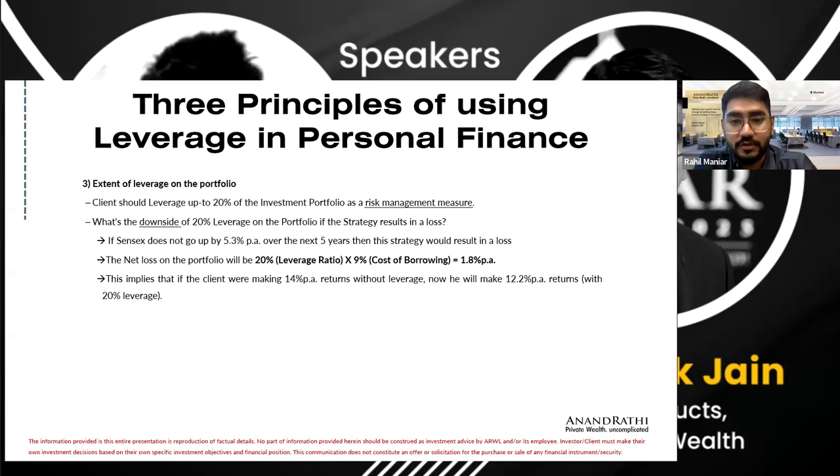If this 20% doesn't work for me, my cost was 9%. 20 into 9 is 1.8. So the maximum loss that you can expect in this strategy is to the tune of the cost that you're paying, of 1.8. So the perception that you leverage 20, but you may lose 40, 50 is something that we're trying to contain over here, right? Hence the extent of leverage should be not more than 20% of the overall portfolio. So these are the 3 key principles that we keep in mind before going ahead with any leverage strategy.